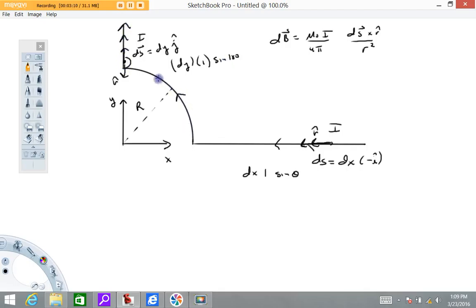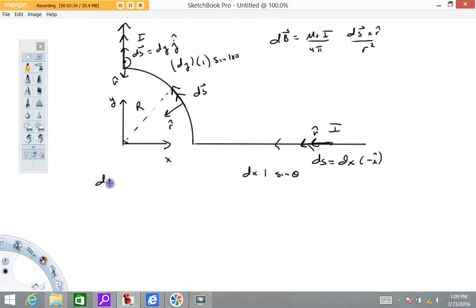So we only need to worry about this quarter circle piece. Now I'm going to take a look at that quarter circle. I'm going to come up here and look at a little ds vector. I can do it anywhere along here. I'm going to go ahead and do it right here. There's my ds. My r hat would point this way towards P.